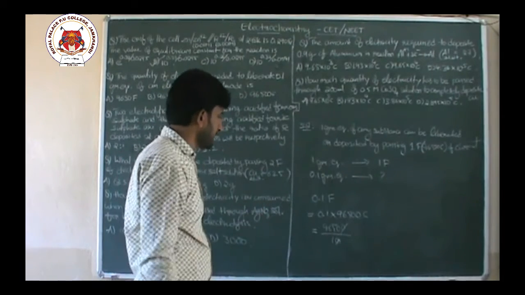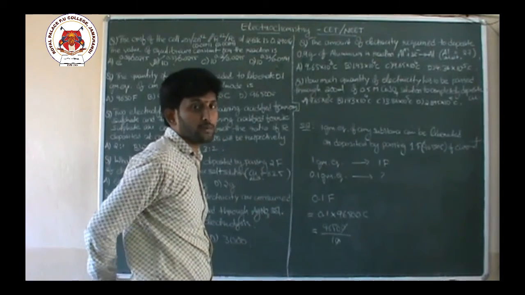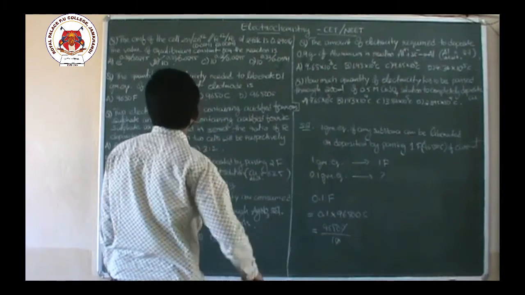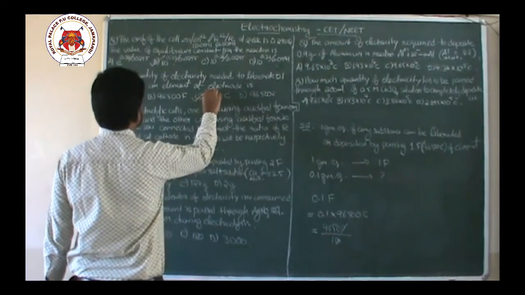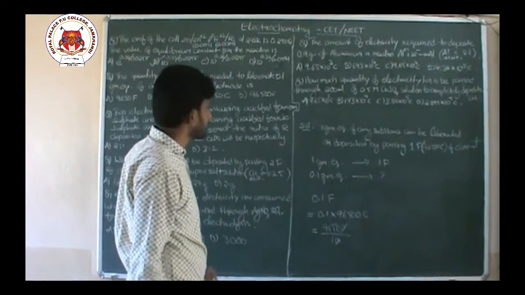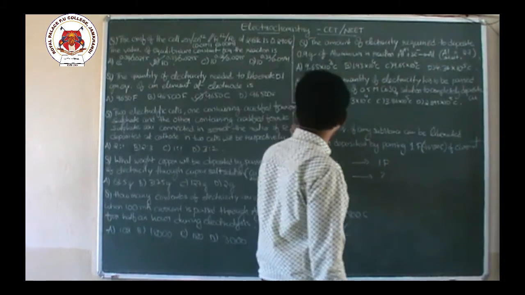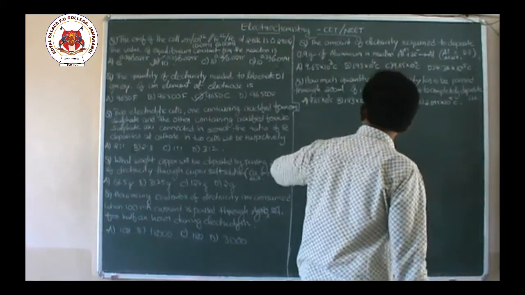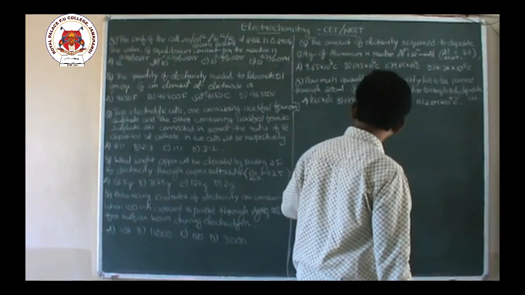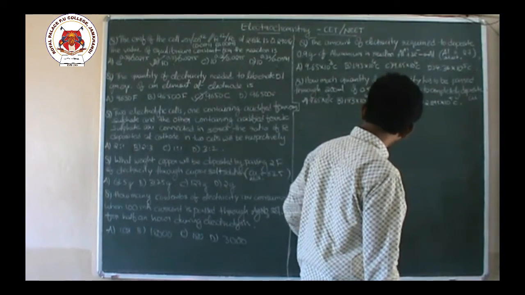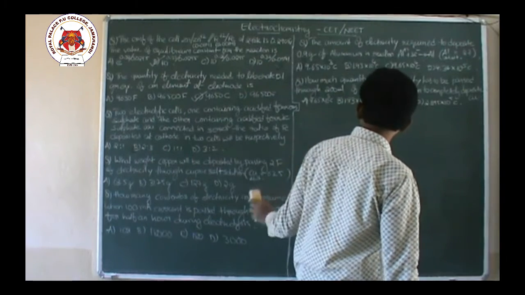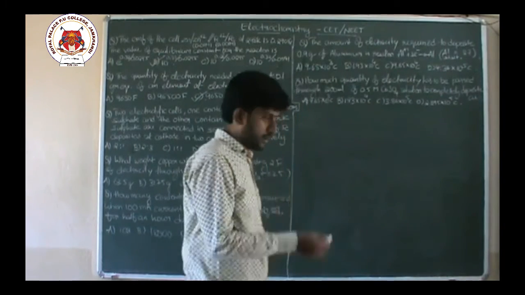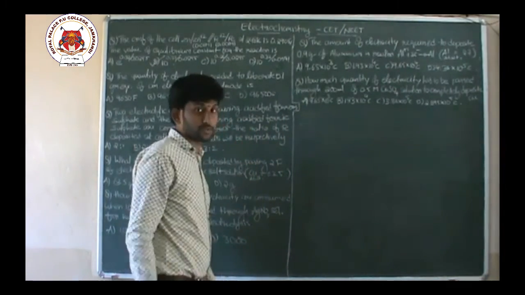Sorry, 9,650 coulombs. So the answer is C. 1 gram equivalent of any substance can be deposited or liberated by passing 1 Faraday or 96,500 coulombs.